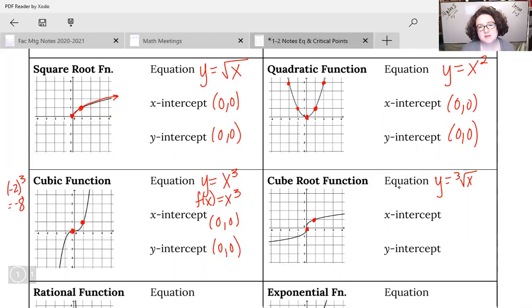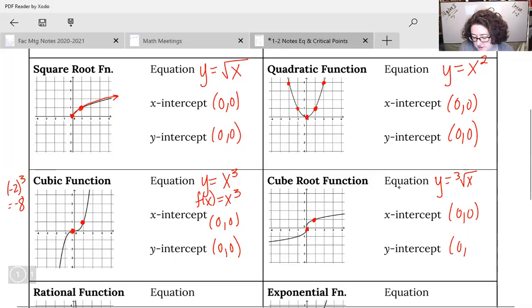Same key points, but notice how it's curving a little bit differently. It kind of evens out going to the left and the right, unlike the square root function that just went up to the right. This one goes in both directions because we can cube negative numbers, so we can take the cube root of negative numbers. X-intercept and y-intercept, still 0, 0.